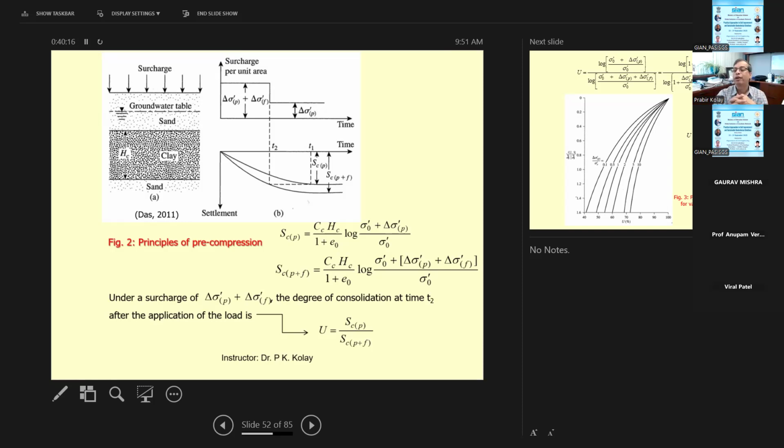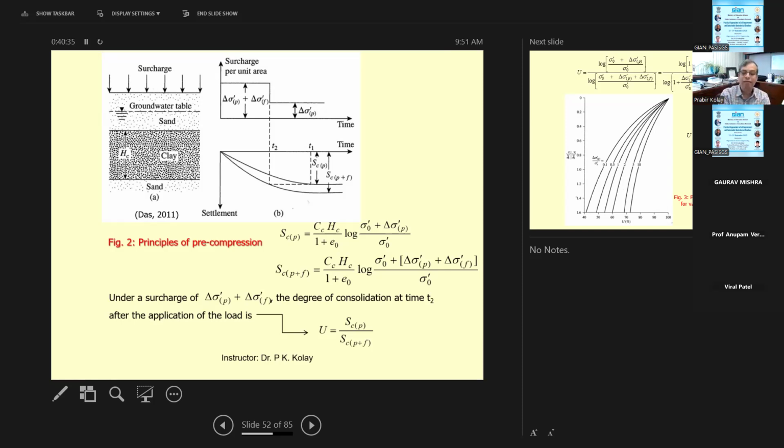How much is the degree of consolidation. So again, you need to go back to the consolidation. What type of clay is there, whether it is normally consolidated clay or over consolidated clay, and how much load you are applying, whether it is more than the pre-consolidation pressure or less than the pre-consolidation pressure. So easily you can calculate the settlement.